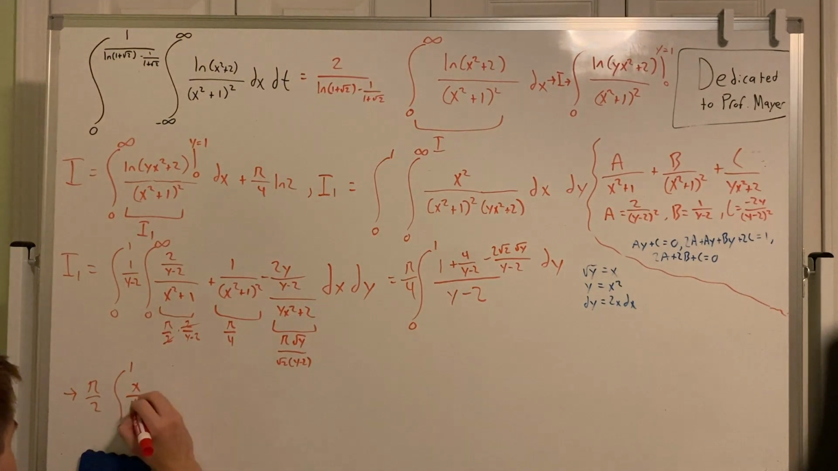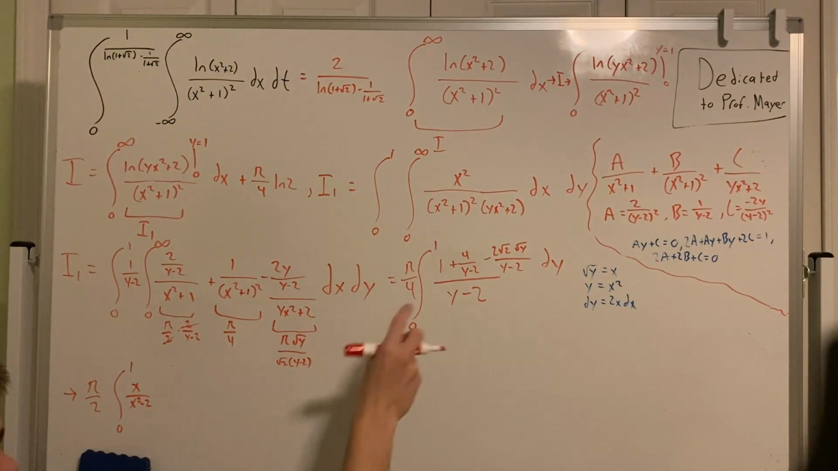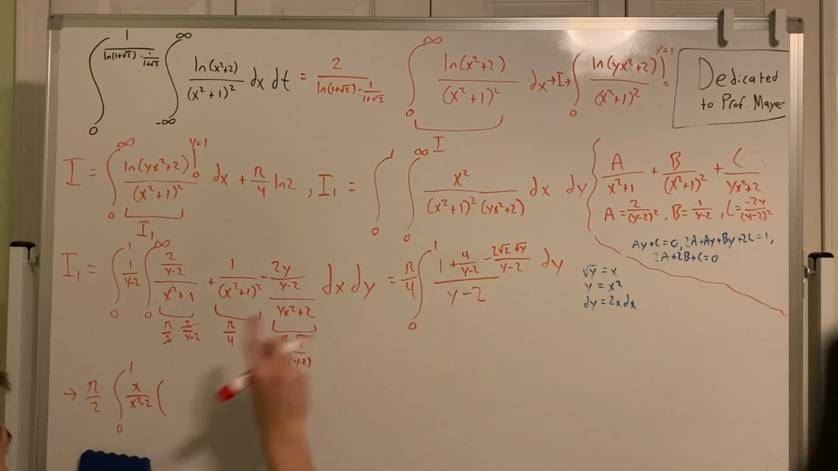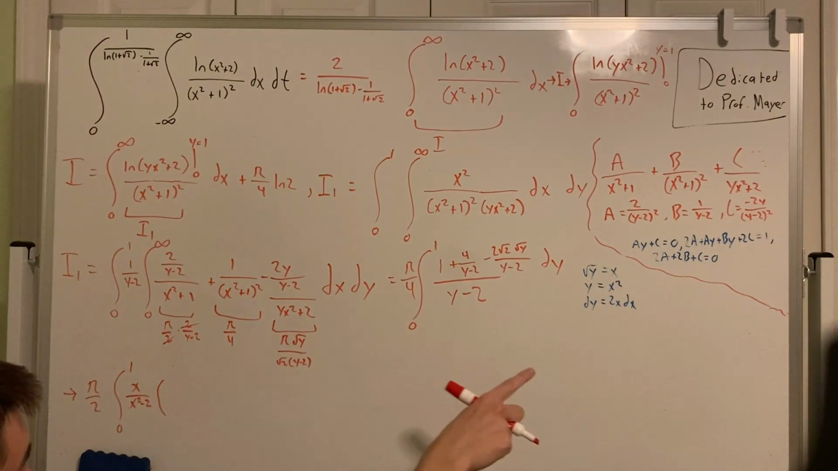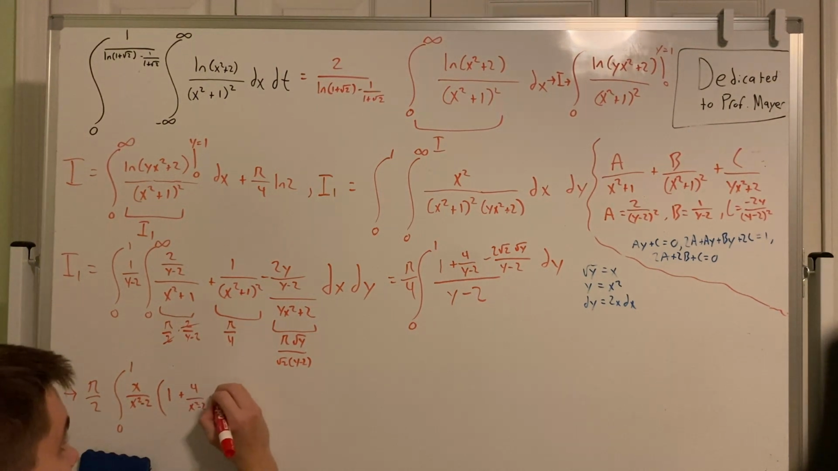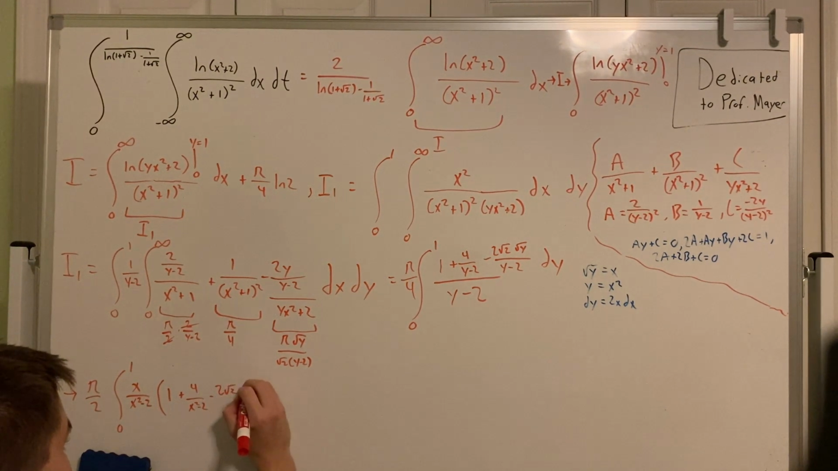x over x squared minus 2, because our y's are going to x squareds, and we have an x coming from the differential. So I'm just going to pull that out, just because we're dividing by this already, and we're multiplying by the x from the differential. We're going to have 1 plus 4 over x squared minus 2 minus 2 root 2 x over x squared minus 2 dx.